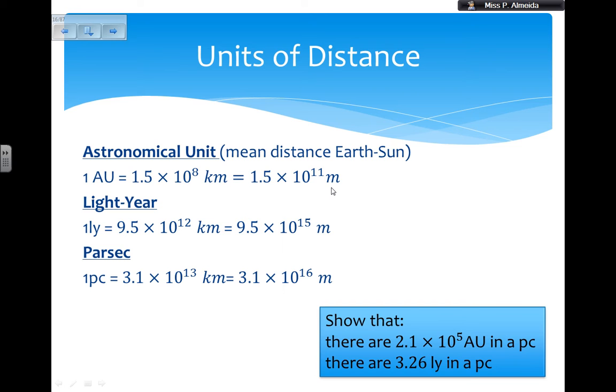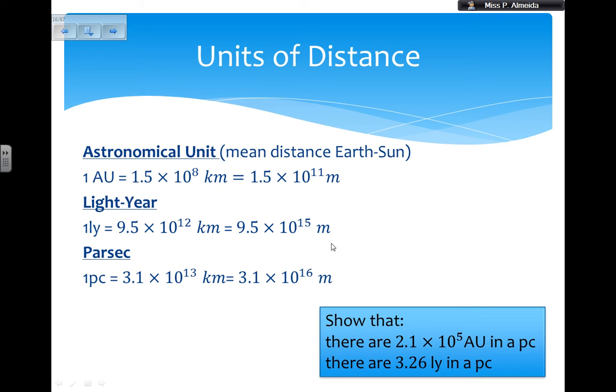So 365 days, times 24 hours in a day, times 60, the minutes in an hour, times 60, the seconds in a minute. And if you do this calculation, you get that 1 light year is 9.5 times 10 to the power of 12 kilometers, or in meters, 9.5 times 10 to the power of 15 meters. Distances between stars within our galaxy, we can say in light years.